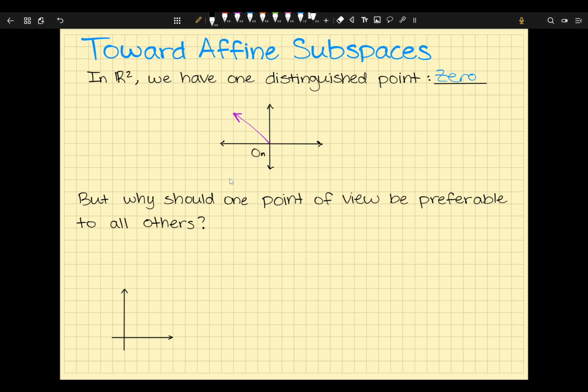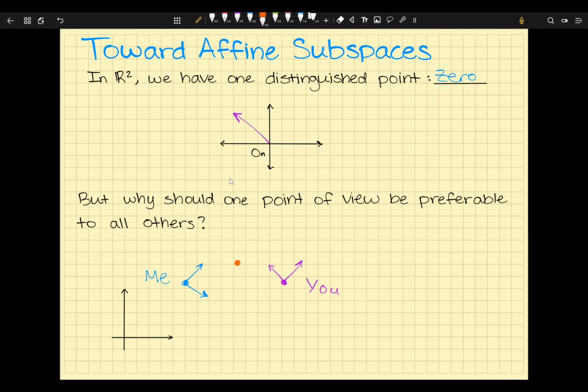With affine geometry, we remove this arbitrary decision. We say that all points of view are equally valid. For example, here at this point, this is going to be me. I'm going to be standing here looking in that direction, and the right side of my head is going to be in that direction. Then let's say you are standing right here, looking that way, and the right side of your head is in that direction. We're both looking at this point here.